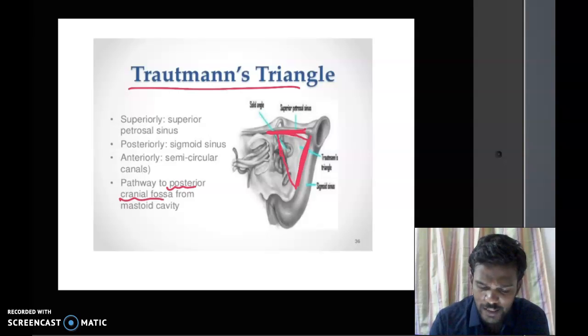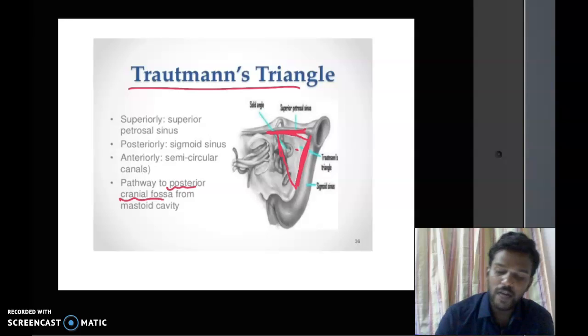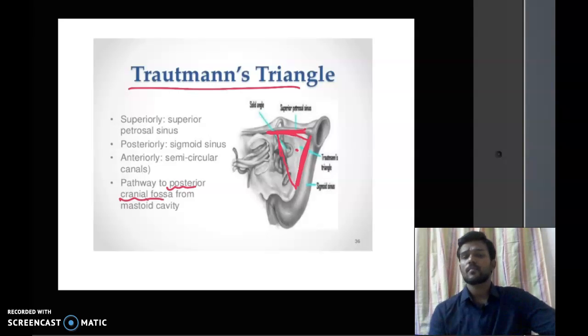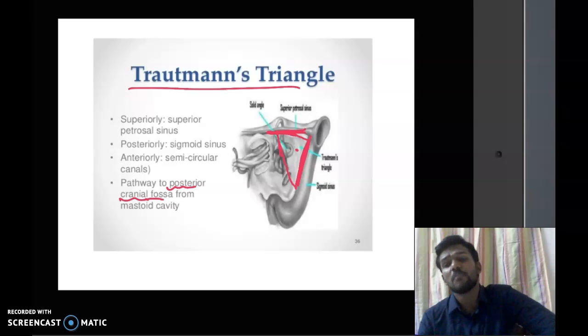After reaching the mastoid, from the mastoid cavity, if we are trying to reach the posterior cranial fossa, this triangle will be useful. There are a few other surgical landmarks and surgical importance, but that can be dealt with only after clear understanding of the anatomy of the temporal bone. We have seen the development of the temporal bone as well as a few surgical significances of that development as well. Thank you.